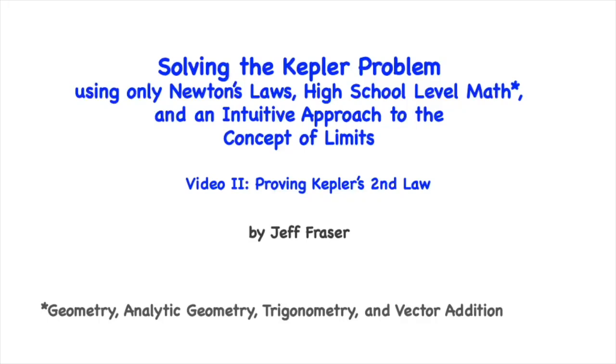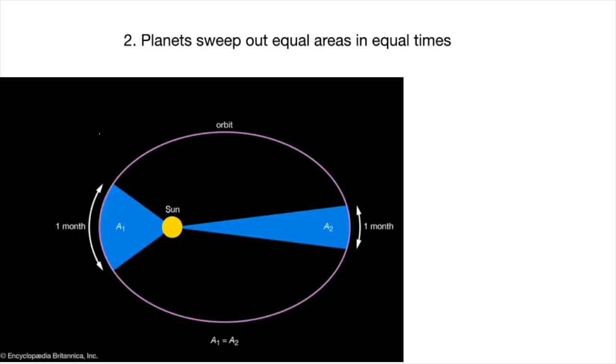Solving the Kepler problem using only Newton's laws, high school level math, and an intuitive approach to the concept of limits. Video 2, Proving Kepler's second law. Planets sweep out equal areas in equal times.